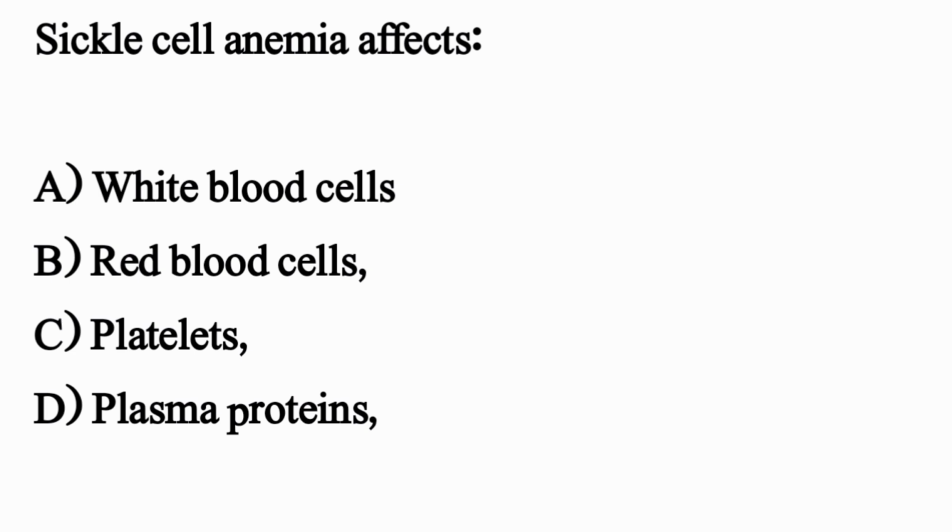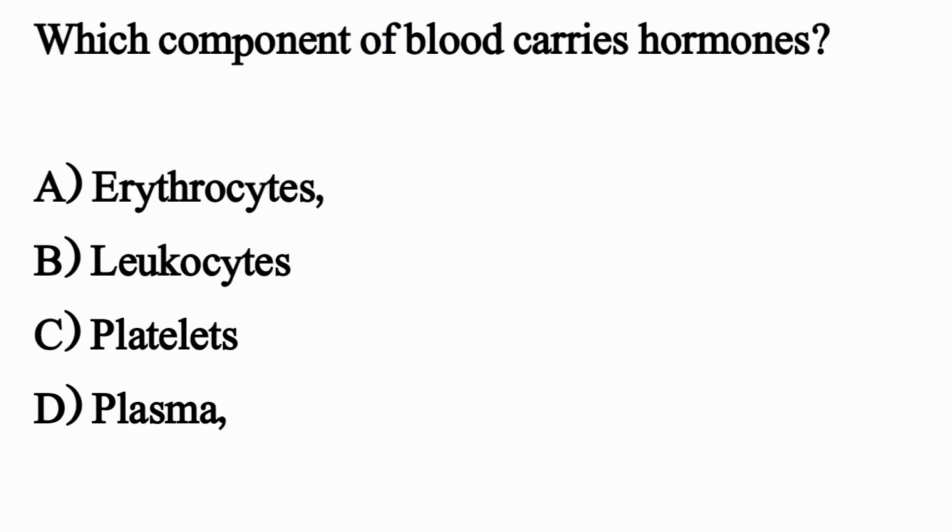Sickle cell anemia affects. The right option is option B, red blood cells. Which component of blood carries hormones? The right option is option D, plasma.